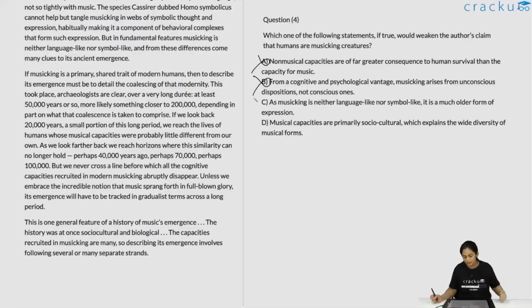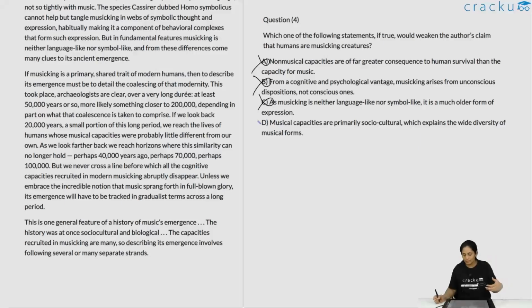As musicking is neither language-like nor symbol-like, it is a much older form of expression. That is actually what the author says, that if you trace back, its emergence is not exactly overlapping with either language or symbols, but is something entirely different in its emergence. And if you find that point of emergence, you would find the emergence of modern humanity. So this is actually congruent with what he is saying. So it's not weakening what he is saying at all.